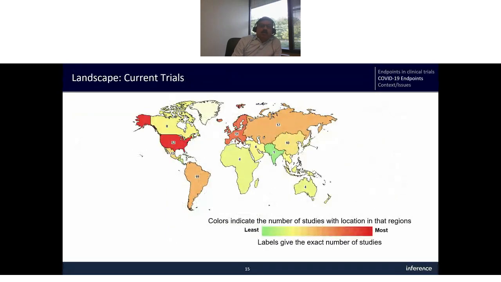Currently, this is from clinicaltrials.gov. I said about 200 trials are ongoing. This shows how many trials are where. You can see the US and Europe, most of the trials are happening there.